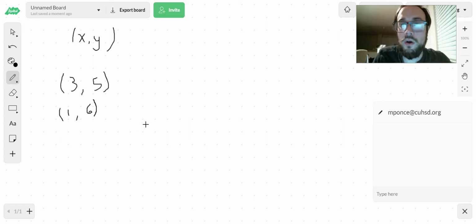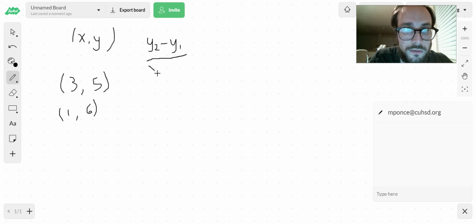Now there's something called the slope formula that will allow you to find the slope of these 2 points. And the slope formula looks like this. y2 minus y1 over x2 minus x1.